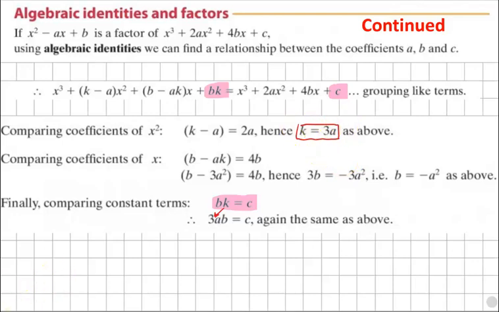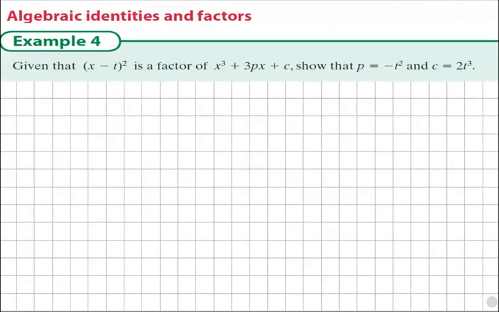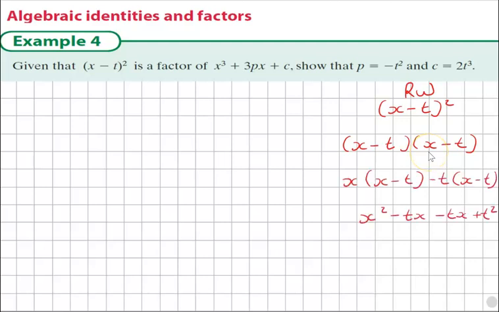So let's have a look at an example in detail now. So example 4, given that x minus t, all squared, is a factor of x cubed plus 3px plus c, show that p is equal to minus t squared and c is equal to 2t cubed. So for rough work, we're going to do x minus t all squared, which gives us x minus t times x minus t, and simplifies to x squared minus 2tx plus t squared.